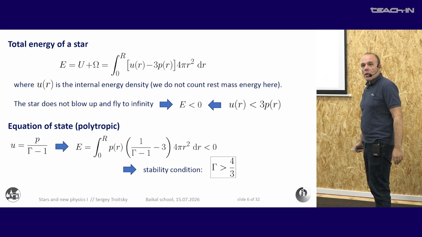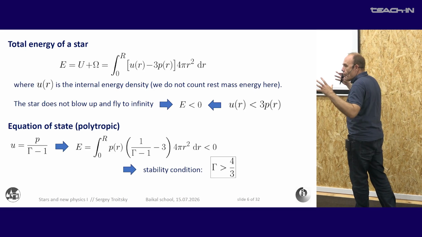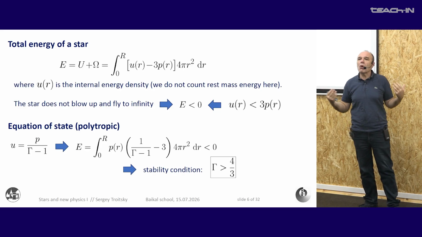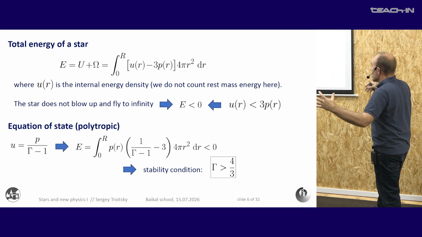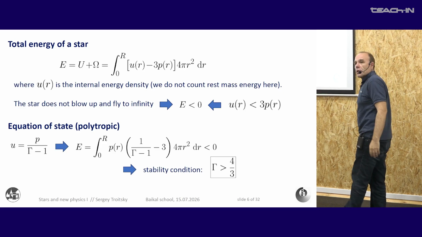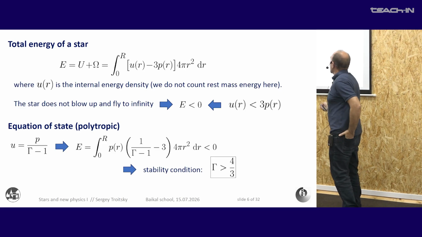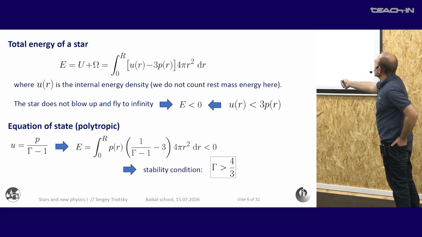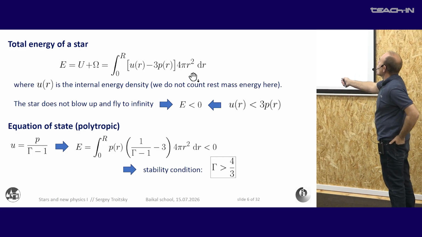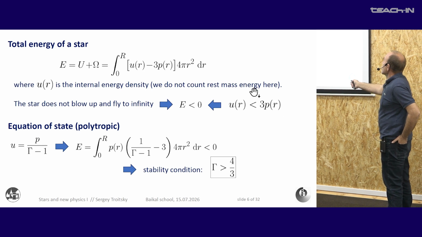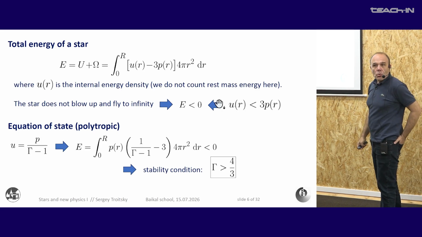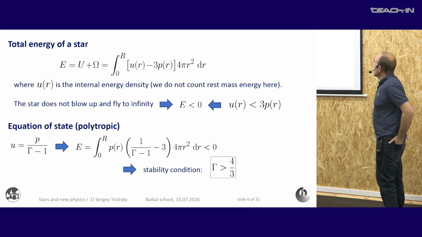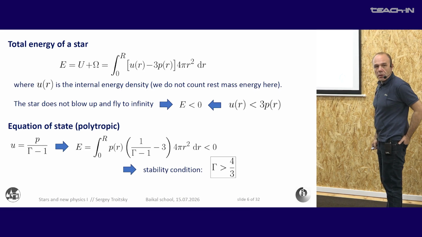The fact that the star does not blow up and go to infinity without our help, without our work shell by shell, means that the total energy should be negative. And the total energy is negative when this inequality holds. Now we come to the second equation. We cannot proceed further without the second equation.